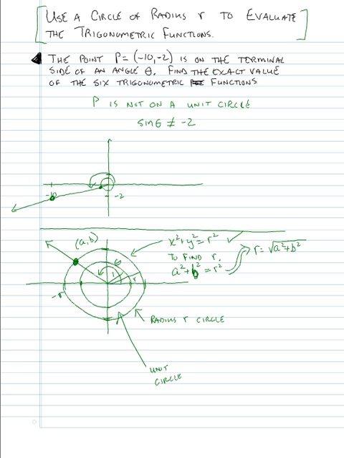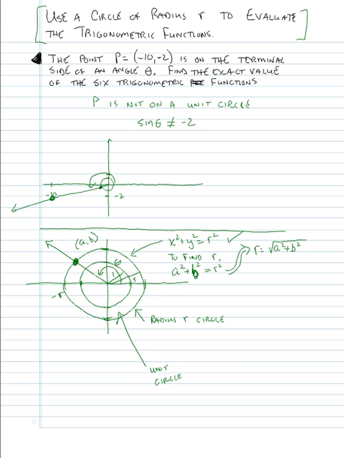So if we know the point that's on the circle, then we know the circle of radius r goes through it, and from that we can calculate the value of r.